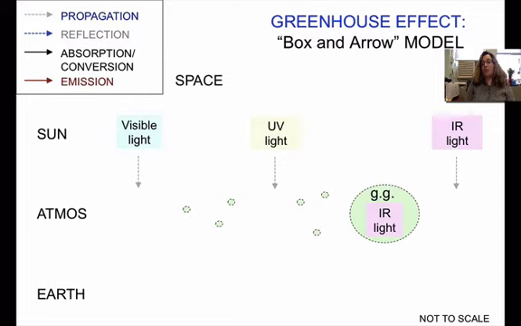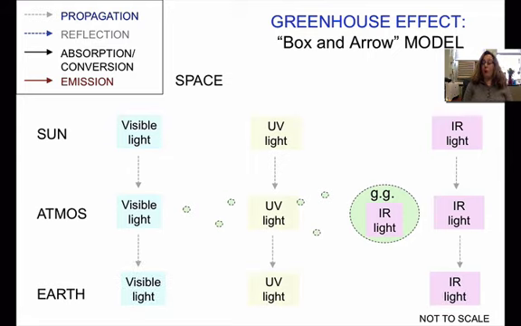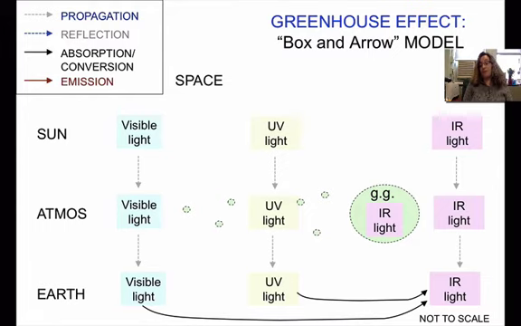Visible energy comes from the sun, as does a little bit of ultraviolet energy and some infrared energy. This energy can pass into the atmosphere, mostly unaffected, and eventually it all reaches the Earth's surface. Some of this energy is absorbed by the Earth's surface, and when that happens, it's converted into infrared energy. Some of that infrared energy will be absorbed by greenhouse gases in the Earth's atmosphere.